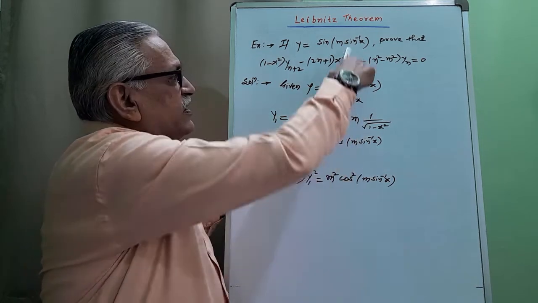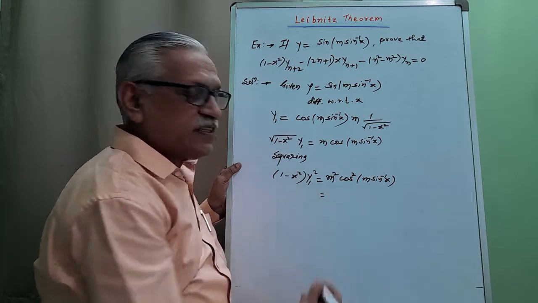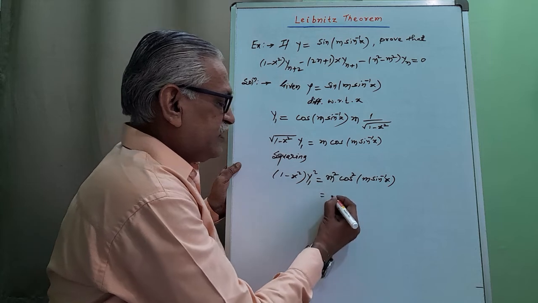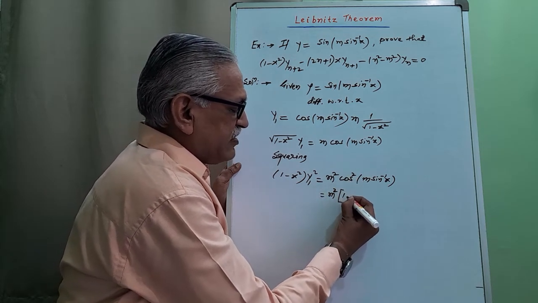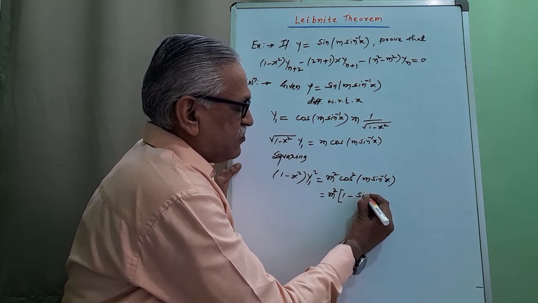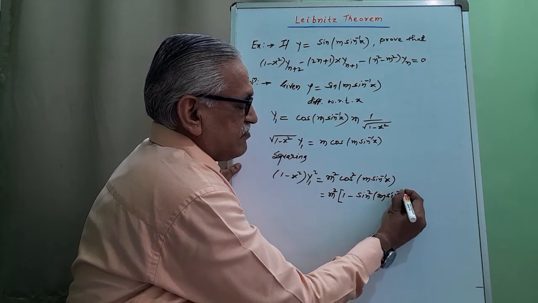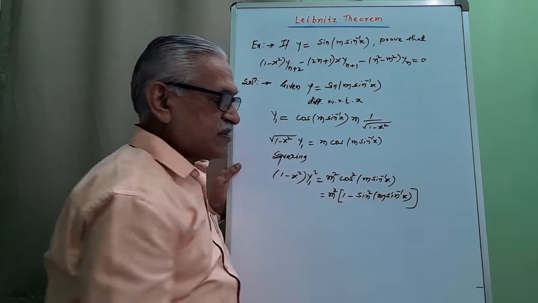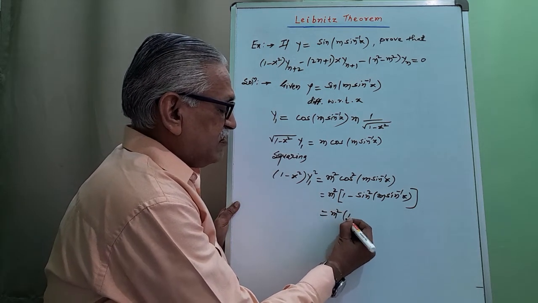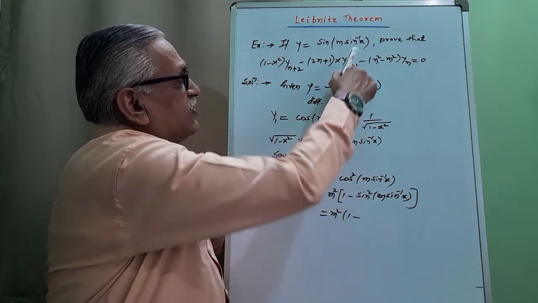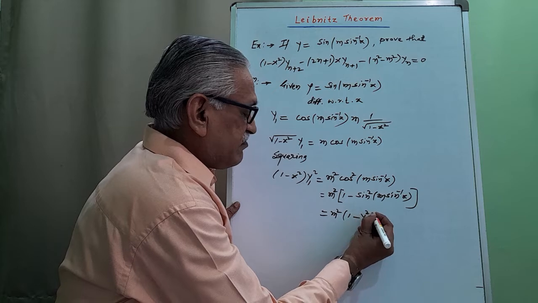Then converting in terms of sine function, we rewrite that cos square theta as 1 minus sine square theta using that standard trigonometric result. Therefore, this cos square I can write as 1 minus sine square of m sine inverse of x. So this becomes m square into (1 minus sine of m sine inverse x squared), and sine of m sine inverse x is nothing but y, and therefore the square of it becomes y square.